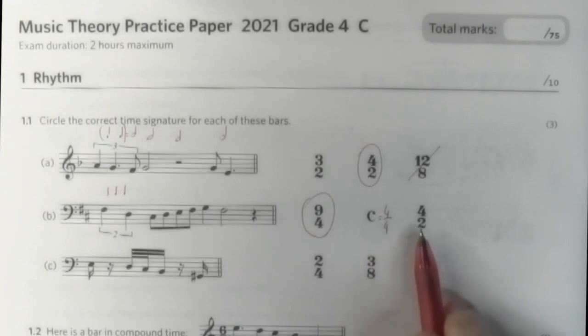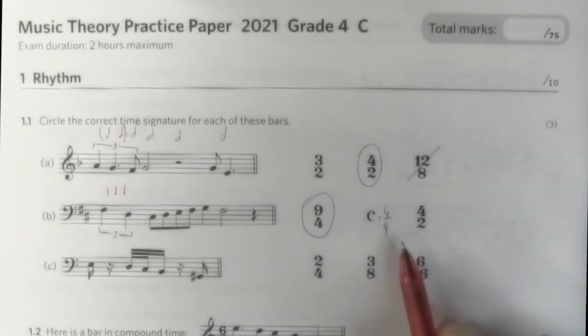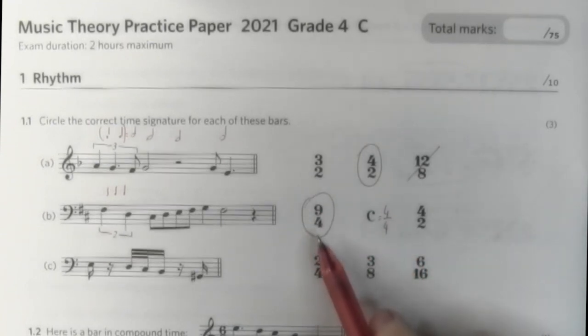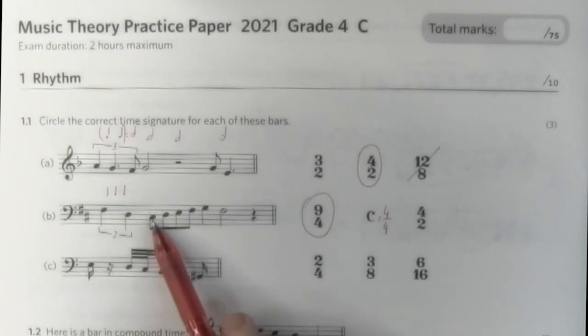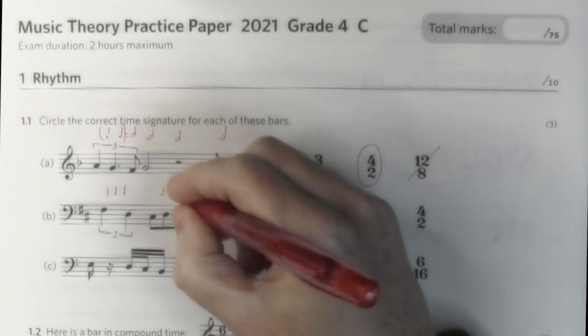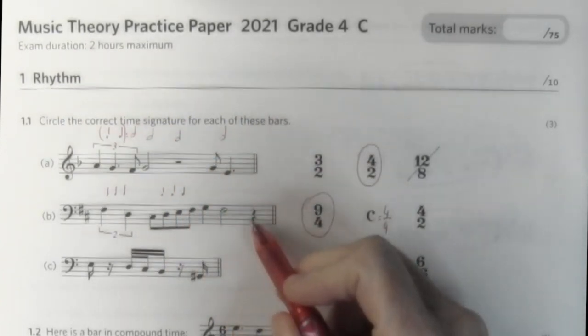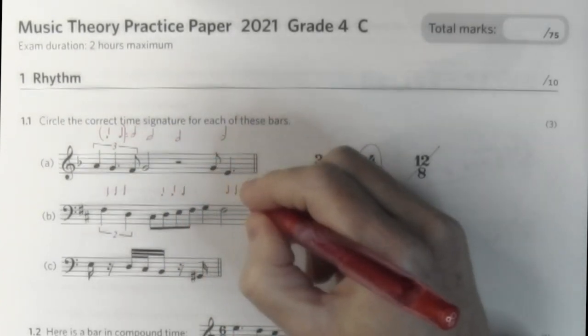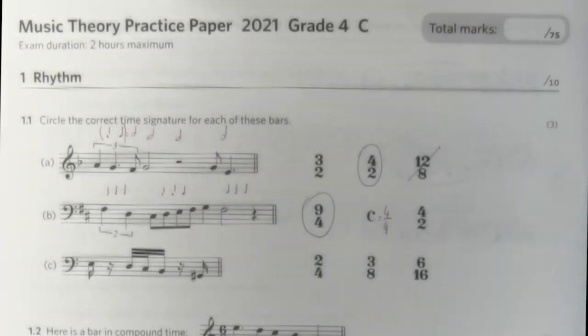It's a simple time. This is also simple time. So the only possible answer would be 9/4. Anyway, let's check. 1, 2 and 3 crotchets. And then 1, 2 and 3 crotchets. Perfect. Excellent. That's it. Next question.